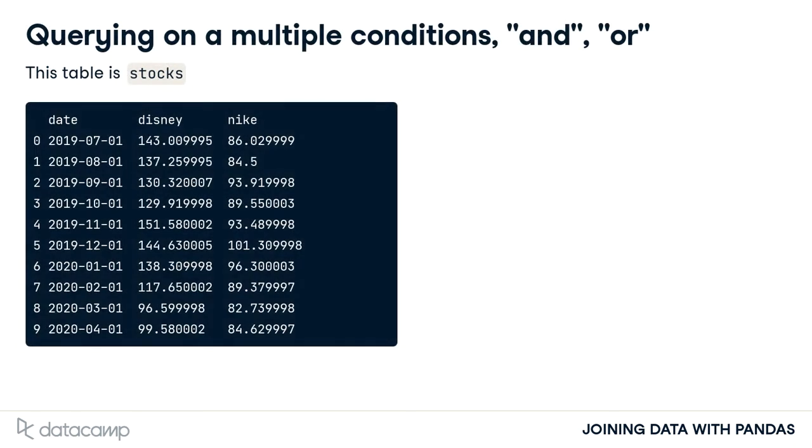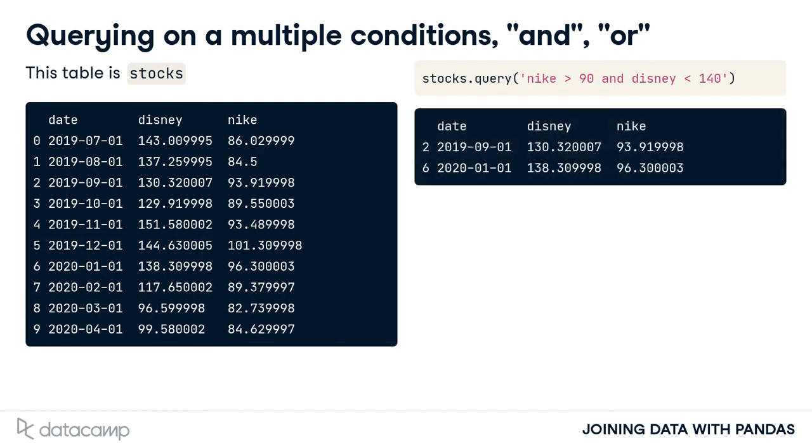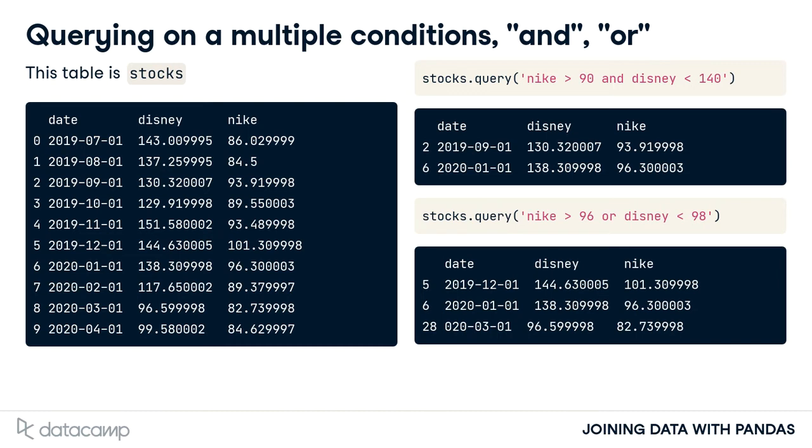Let's look at another example. Here, we use the AND keyword to select rows where Nike is greater than 90 and Disney is less than 140. The method returns two rows of data that match our criteria. Next, instead of using AND, we can also use the OR keyword. This input string should select all rows where Nike is over 96 or Disney is less than 98. Now the function returns three rows that meet our criteria.